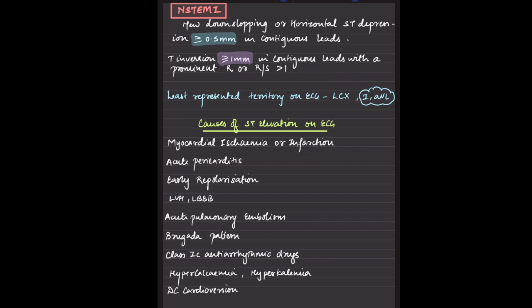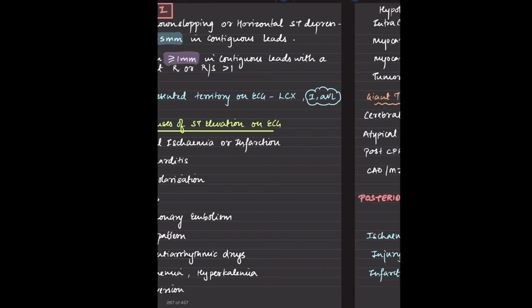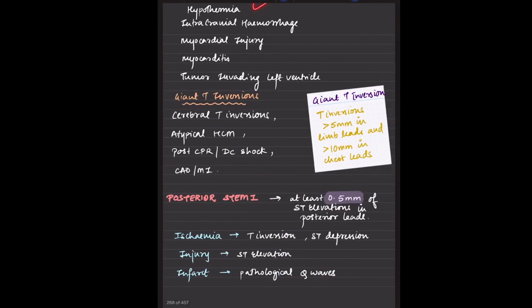So the least represented territory on ECG is the left posterior (L6) territory. An L6 block will not be present. What are the causes of ST elevation? Like troponin, many causes: myocardial ischemia infarction, acute pericarditis, early repolarization, LVH, LBBB, acute pulmonary embolism, Brugada syndrome. Then we have the antiarrhythmic drugs, hypercalcemia, hyperkalemia, hypothermia, intracranial hemorrhage, myocardial injury, myocarditis.